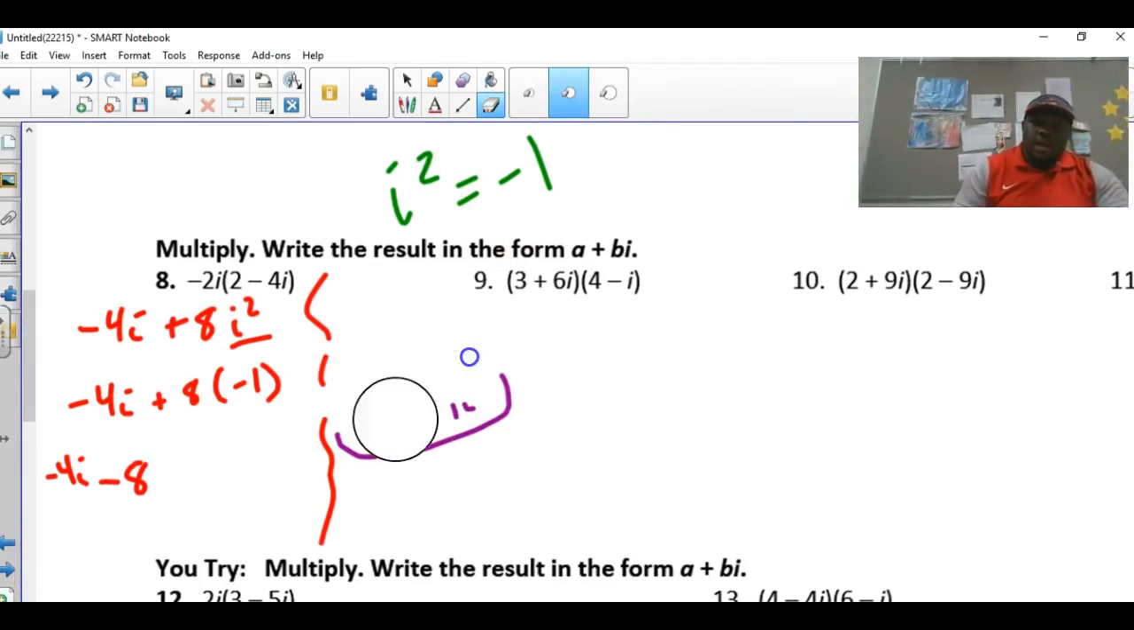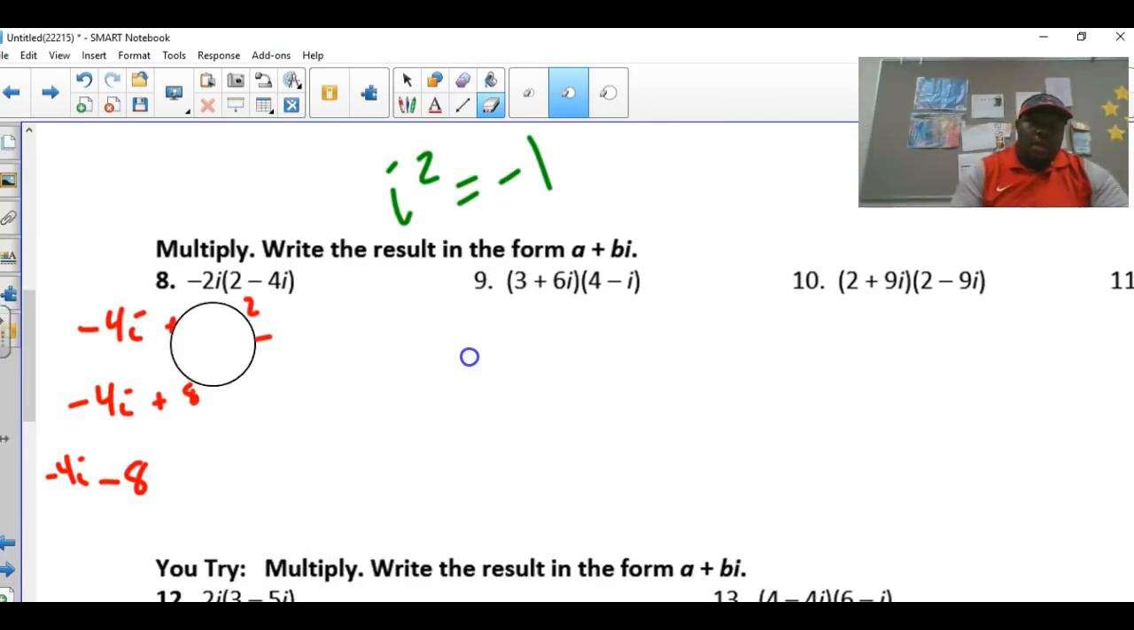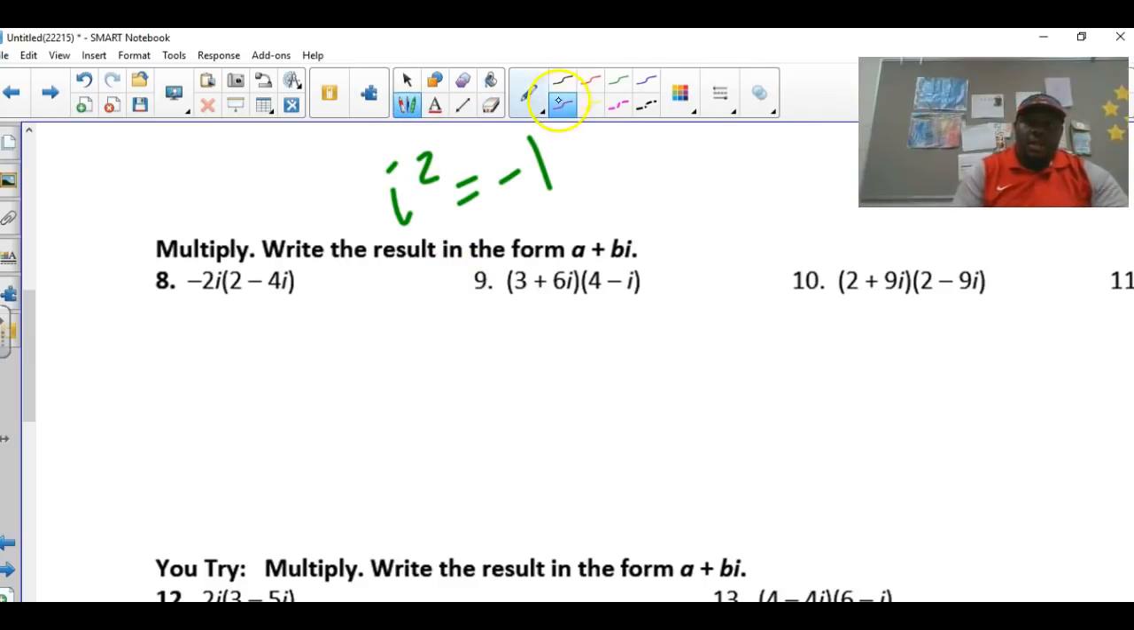All right, so now let's look at number 9. Number 9, you're going to have to FOIL again, all right? First, outside, inside, last. All right, so first we have 3 times 4. All right, 3 times 4 is going to be 12. Then we have 3 times negative i, outside. So 3 times negative i is negative 3i. Then you have 6i times 4, which is going to be positive 24i. And you have 6i times negative i, which is going to be negative 6i squared.